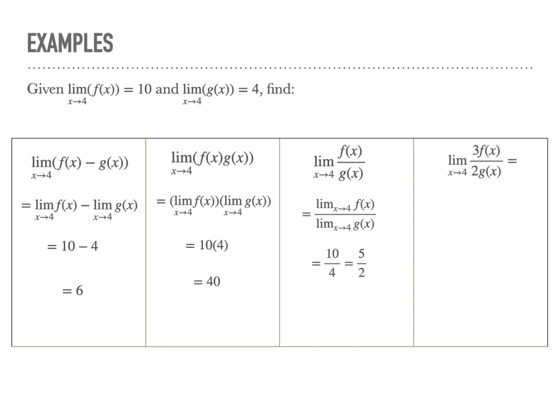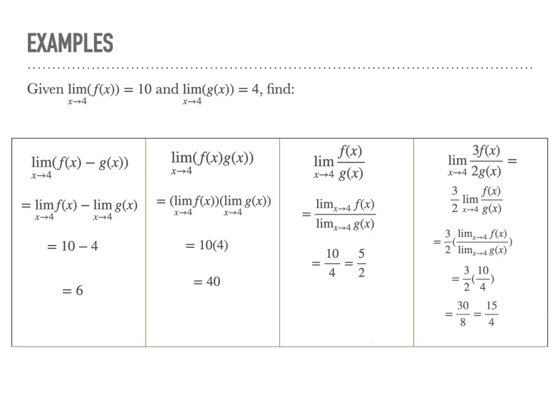Now, this one, there's kind of two different properties that we can use that's going on here. There's this constant multiple one and the quotient property. So we can take out the 3 over 2 since it's a constant multiple. And we can do 3 over 2 times the limit of x approaches 4 of f of x divided by g of x. And that's the quotient rule, similar to the previous one. And that's 3 over 2 times 10 over 4, which gets us 15 over 4.